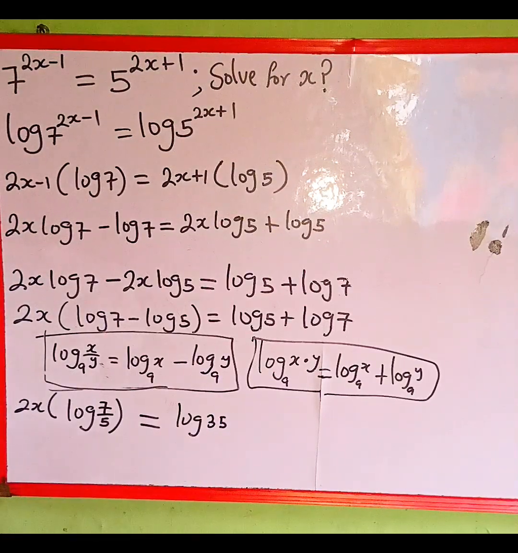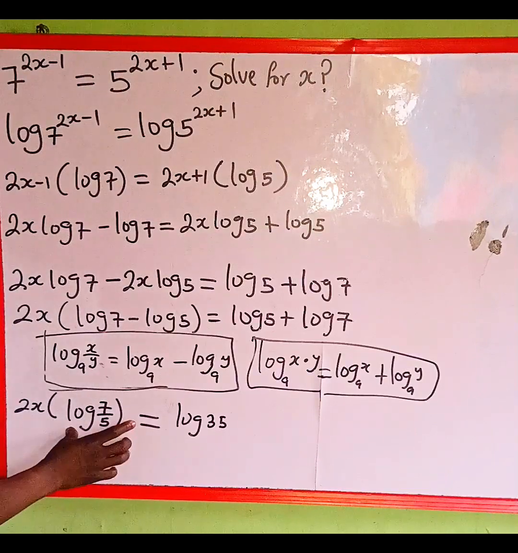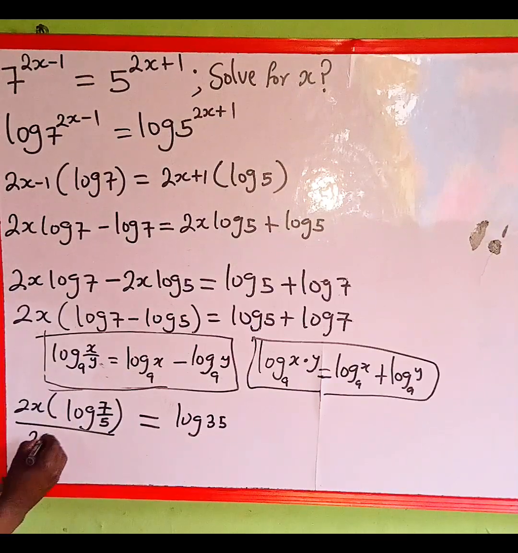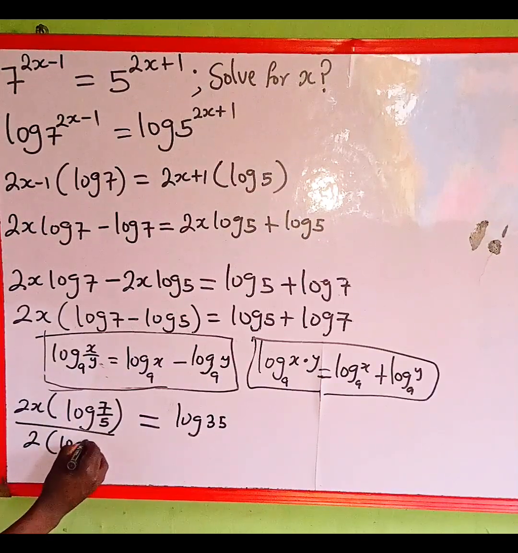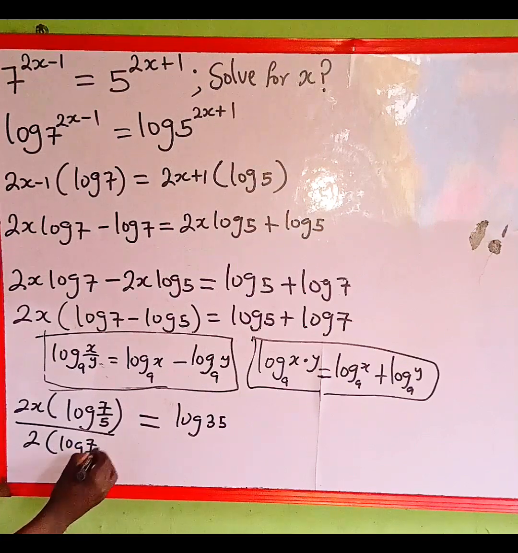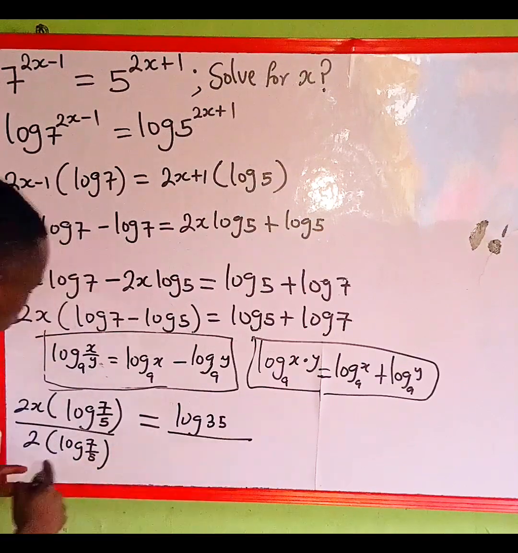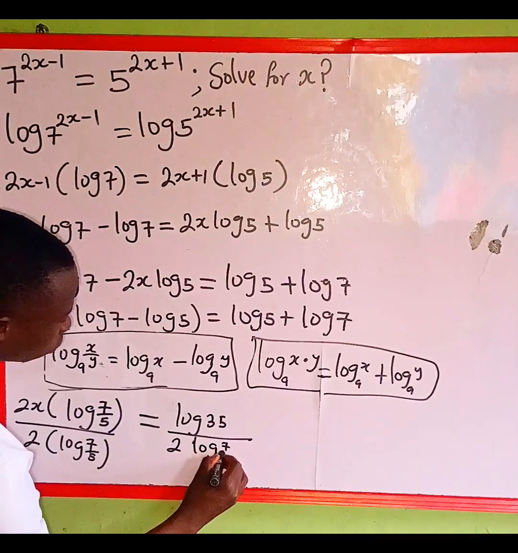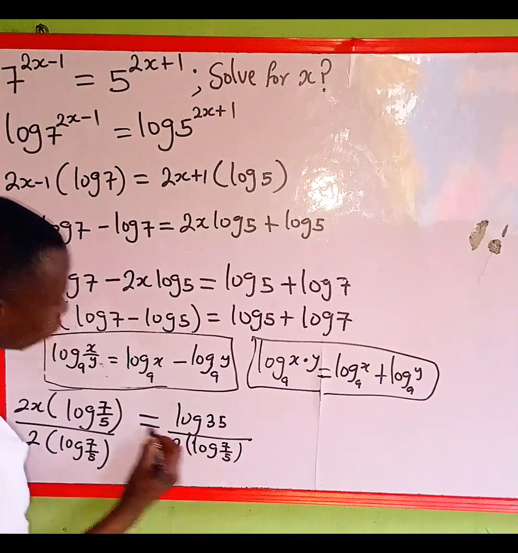Now to continue, remember we are looking for the value of x. So what do we do? We have 2 and this bracket attached to x. So we divide both sides by 2 and this bracket. So we divide the left hand side by 2, then log of 7 over 5 to base 10, which is also we divide both sides by what? 2, then log of 7 over 5 to the base of 10.